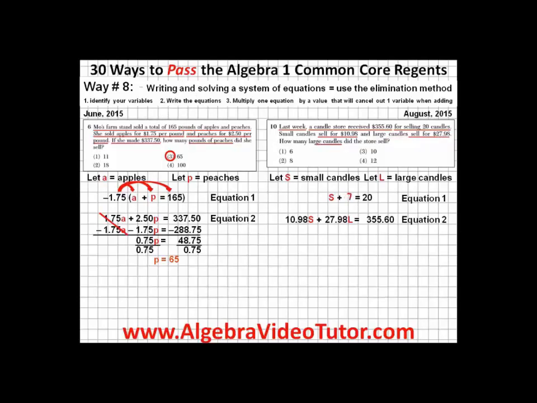To solve for the number of large candles, multiply one equation by a value that will cancel out one variable when adding the two equations together. After combining whatever is left over on both sides of the equation and solving for the missing variable, you will end up with the correct answer.